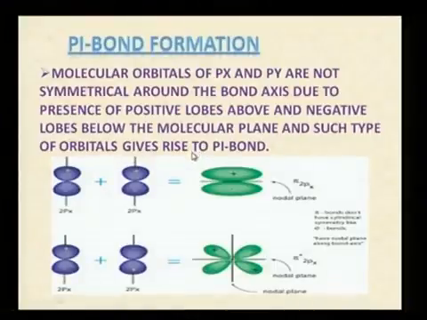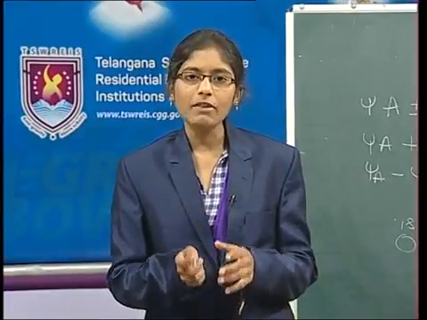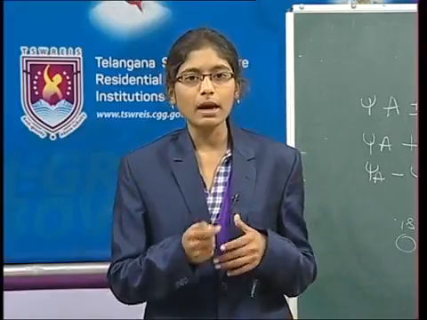This pi bond is of two types. In pi bonding molecular orbital, it has one nodal plane. In pi anti-bonding molecular orbital, it has two nodal planes. What is a nodal plane? A plane where the probability of finding an electron is 0 is called a nodal plane. Coming to pi bonding molecular orbital, it has one nodal plane. Coming to pi anti-bonding molecular orbital, it has two nodal planes.